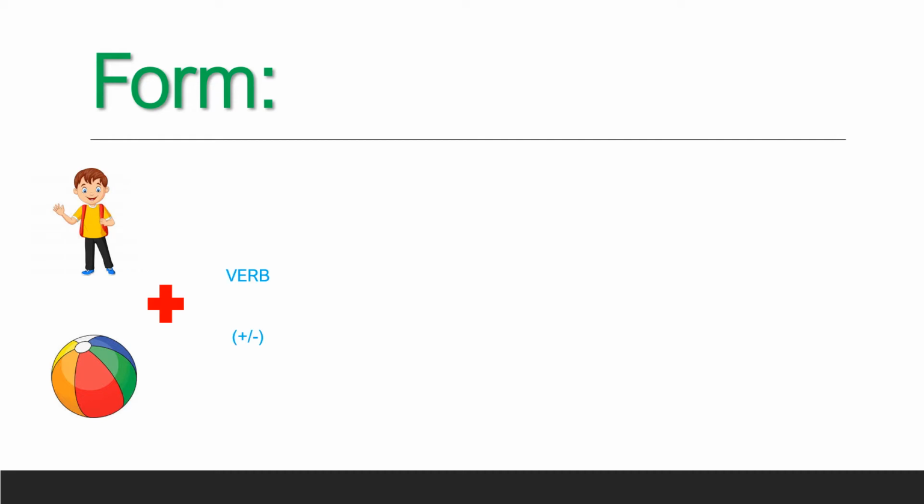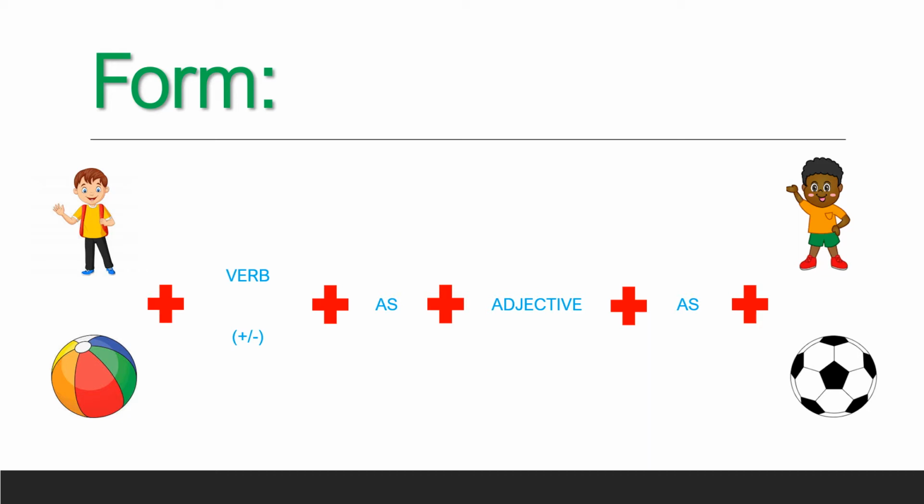Now we are going to check how it is formed. We need a subject or an object, then a verb. The verb could be in present or past, in positive and negative, but in this case we're going to use it in present to be easier. Then we have to add "as", then the adjective, then "as", and finally the subject or the object that we are going to compare it with.